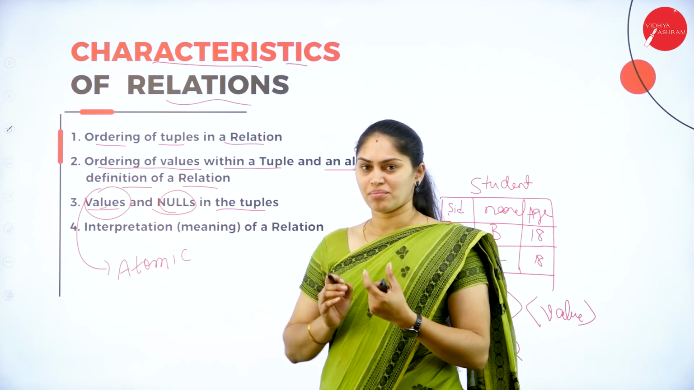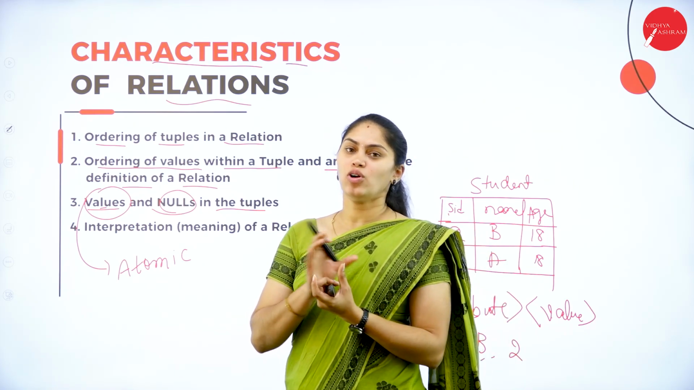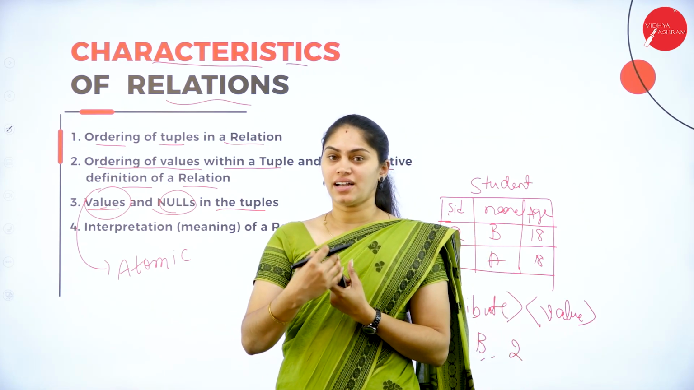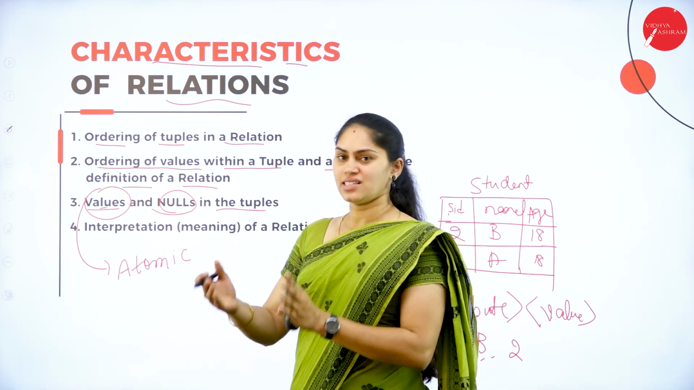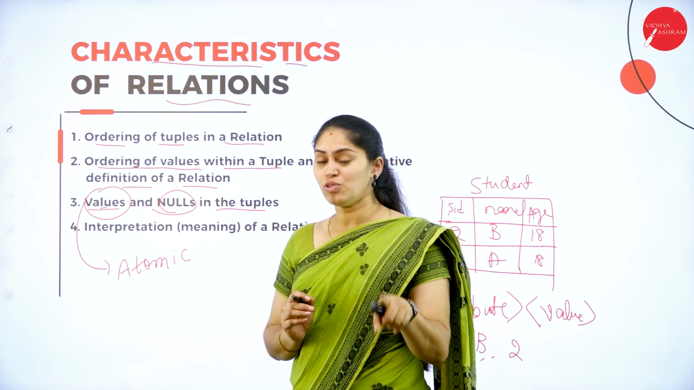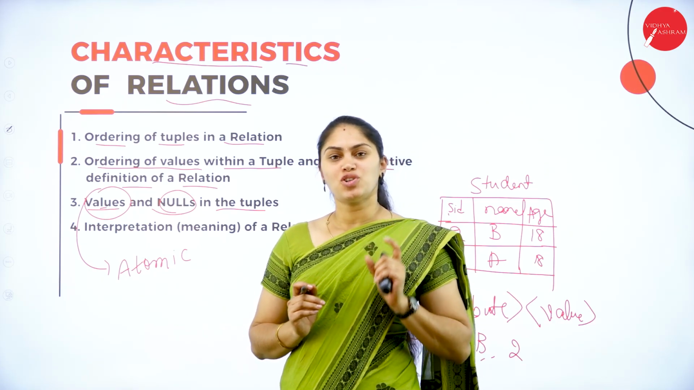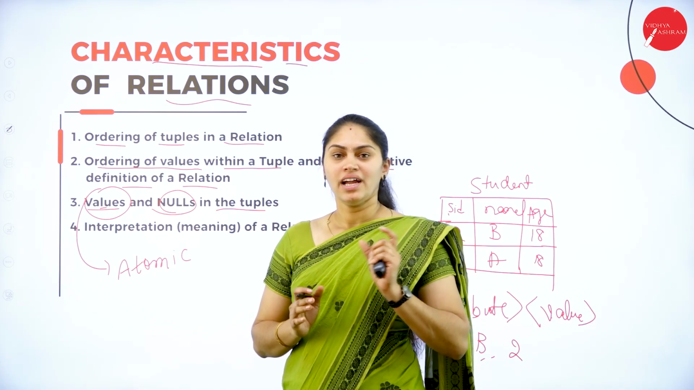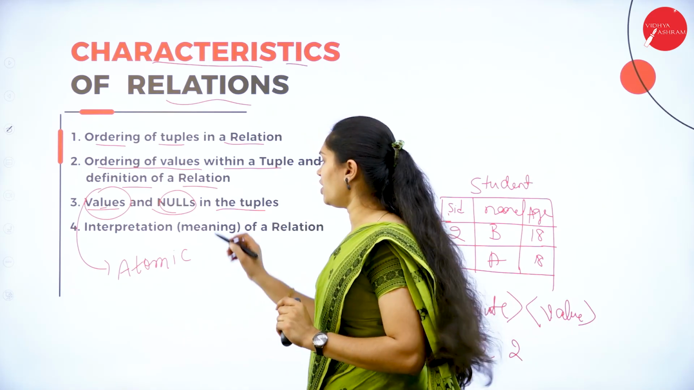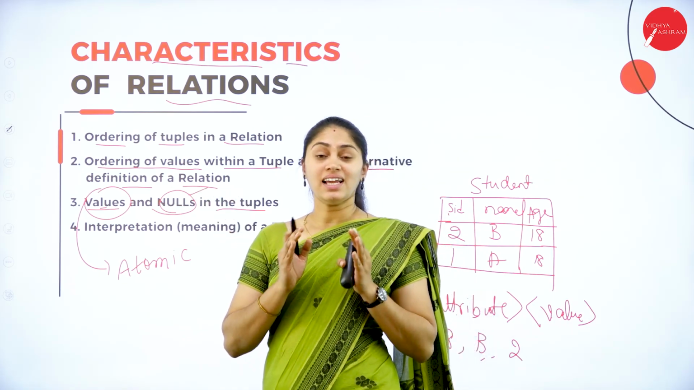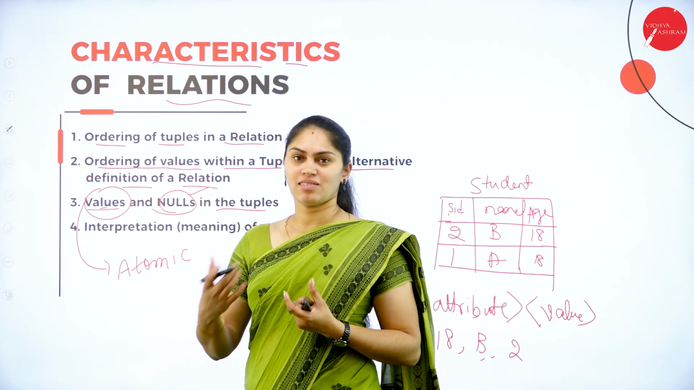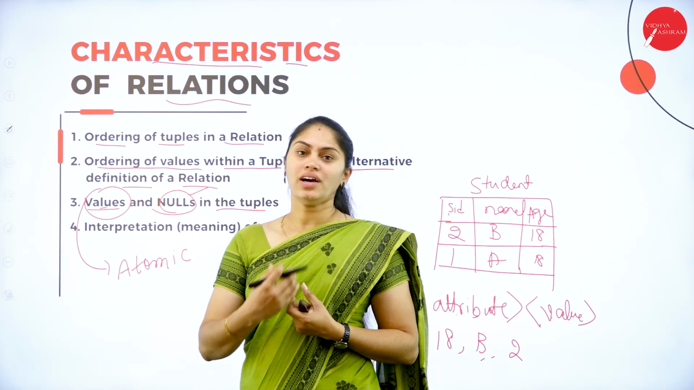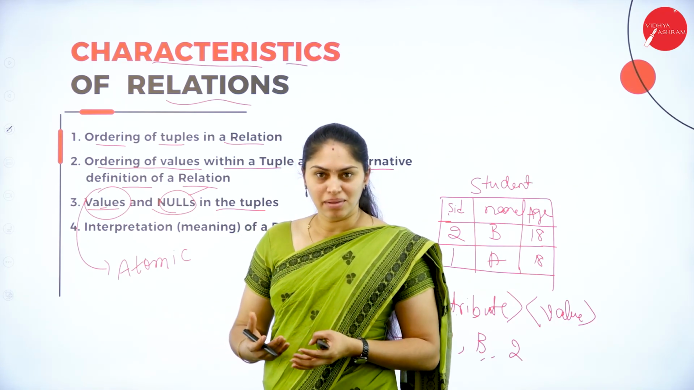If you consider name, that name should be only a whole value. I can't consider that as first name, middle name or last name. If it is that, then that is a composite attribute. The value we are giving in a tuple should be a single value, atomic in nature. And also you should treat the null in a special format. That null value can be a missing value, not known value, or a not applicable value.